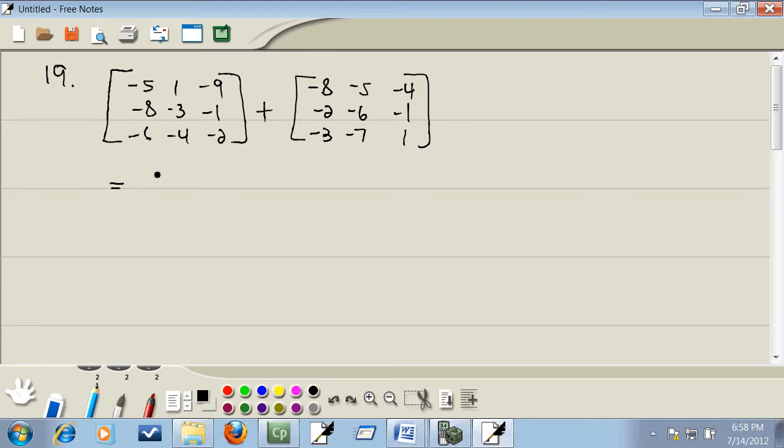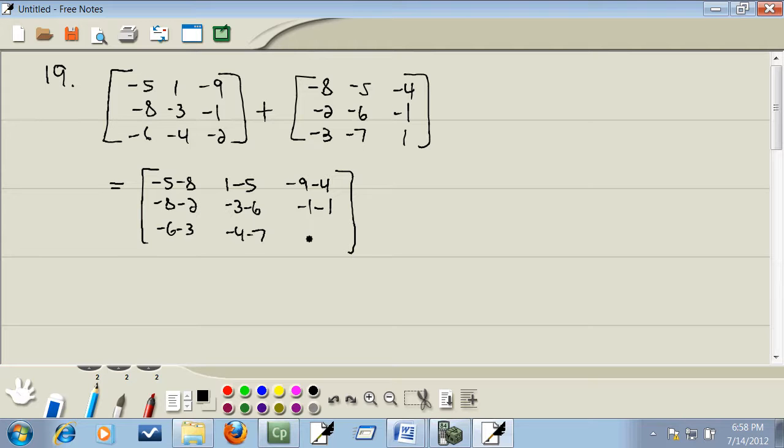What we do when we're adding together matrices is we add together the corresponding entries. So I got negative 5, negative 8. I got 1 minus 5, negative 9 minus 4. I got negative 8, negative 2, negative 3, negative 6. Negative 1, negative 1. Negative 6, negative 3. Negative 4, negative 7. And negative 2 plus 1.